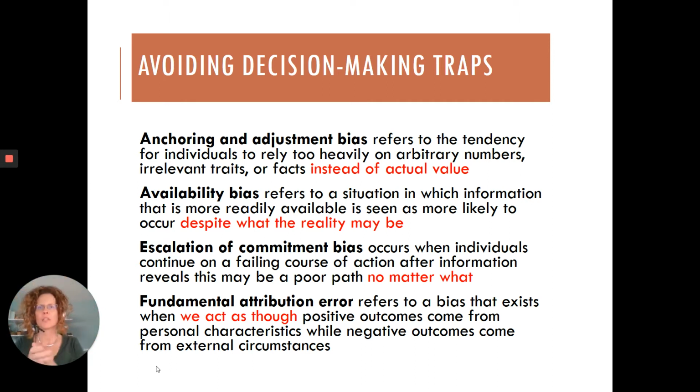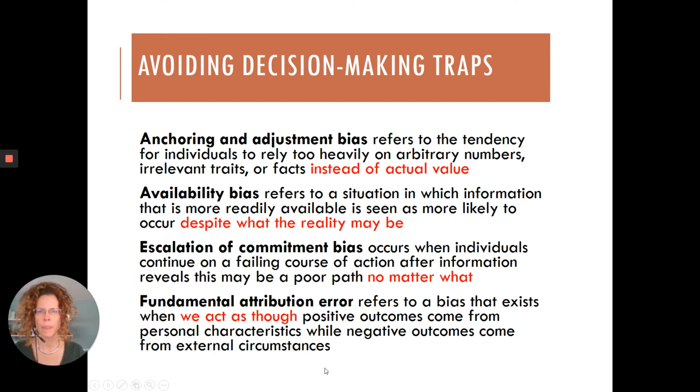God bless him. All right, so let's dive into these decision-making traps. The first of which is anchoring and adjustment bias. This refers to our tendency to rely too heavily on arbitrary numbers, irrelevant traits, or facts instead of actual value. We get anchored, we get hung up on numbers that aren't, in fact, important or that don't necessarily reflect true value. Illustratively, we're bartering for something, we're trying to negotiate, and the other party says, oh, that's going to be X amount, and we get hung up on that number instead of thinking about what we actually think that object might be worth.